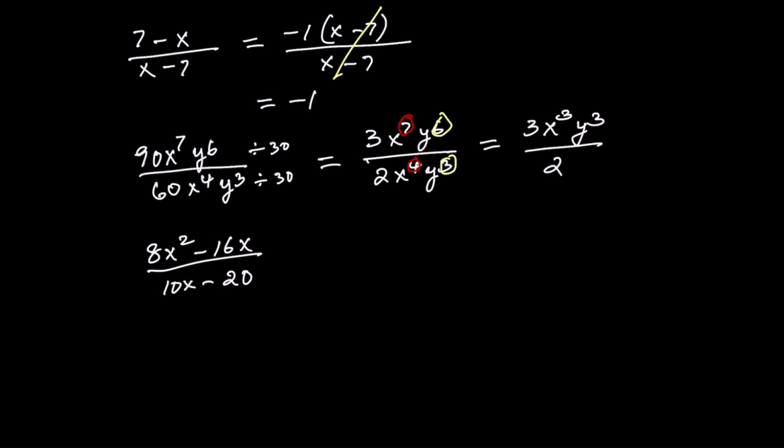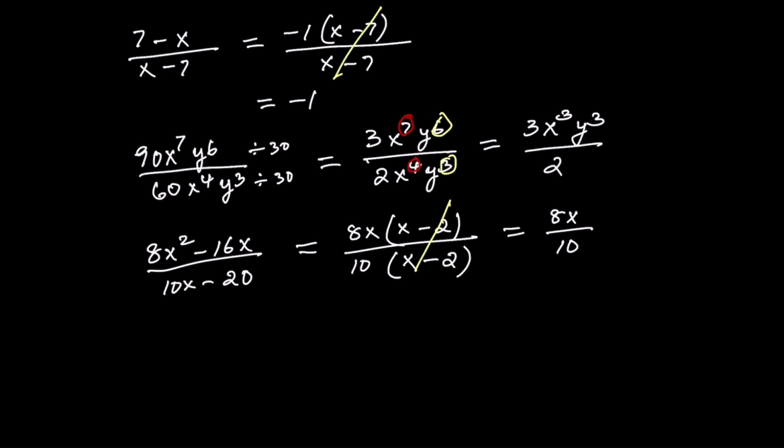Next problem, we have 8x squared minus 16x over 10x minus 20. Factor the GCF. From the top, factor out 8x, you get x minus 2. From the bottom, factor out 10, you get x minus 2. Cancel x minus 2. The final answer is 8x over 10, which simplifies to 4x over 5.